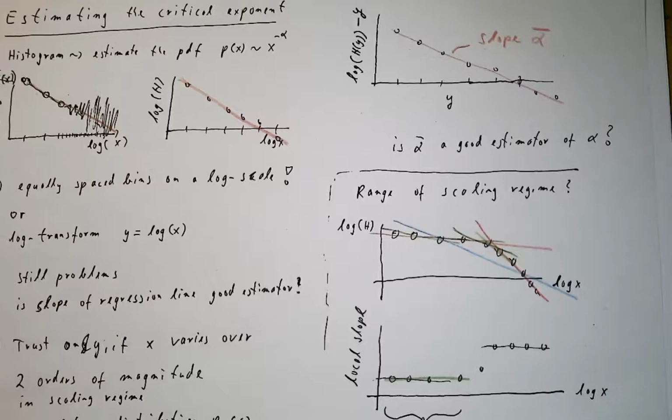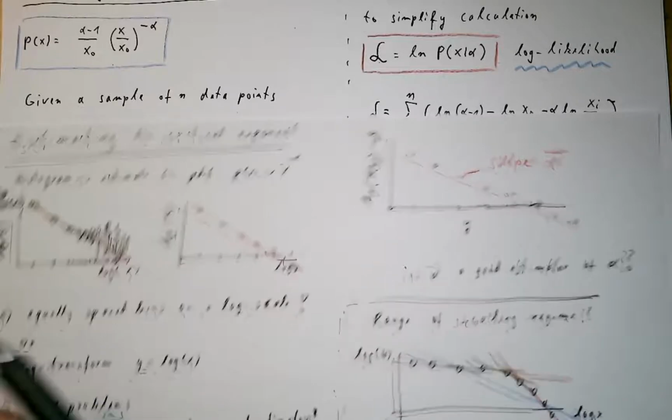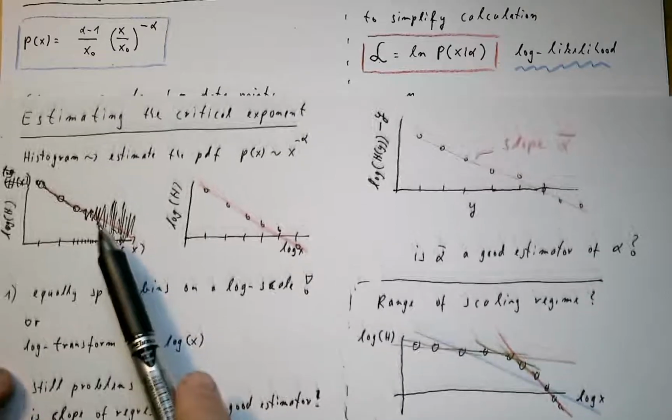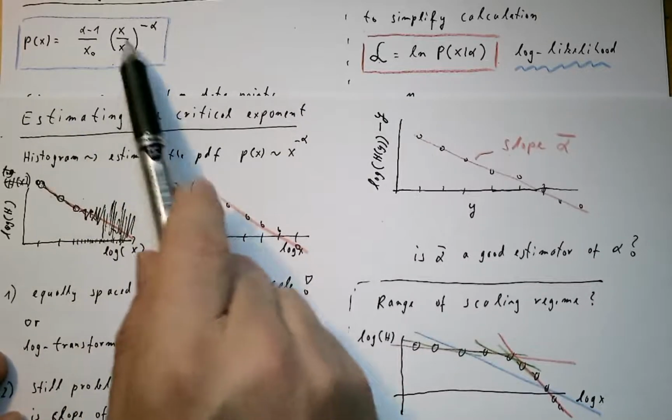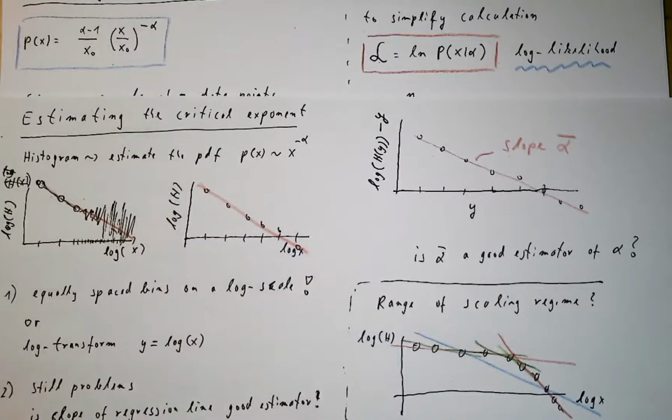Okay, that was it for estimating critical exponents. In the next video, I want to discuss a bit about what is so special about these power law distributions. I mean, there are many different long tail distributions. Why is there such a special focus on distributions which have exactly this form? This we will discuss in the next video.